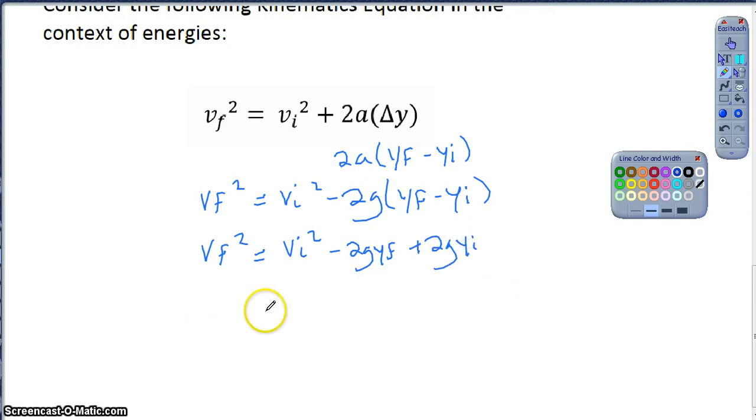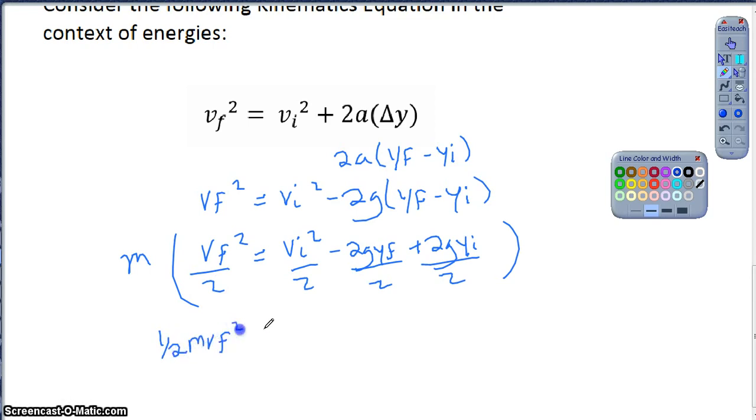And then if I do just a little bit more magic here, what happens if I take everything and divide it by 2? Obviously I'm not doing anything to change the equation, just dividing it by 2. And then what happens if I also take everything and multiply it by the same constant of the mass? Well, what I end up with then is 1/2 mass times velocity final squared equals 1/2 mass times the initial velocity squared, minus mg its final position, and then plus mg its initial position.